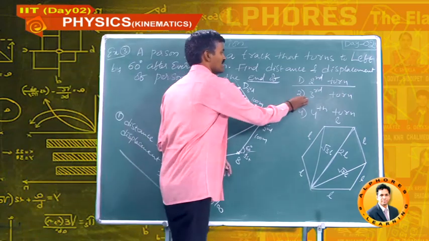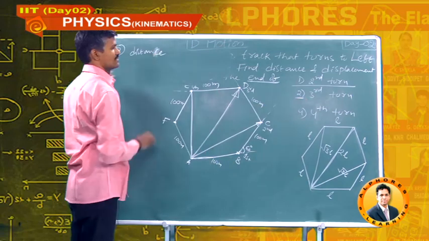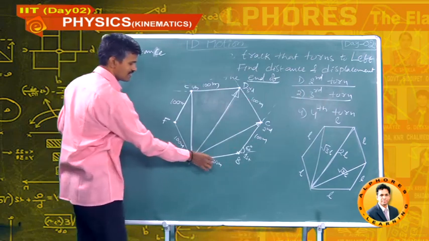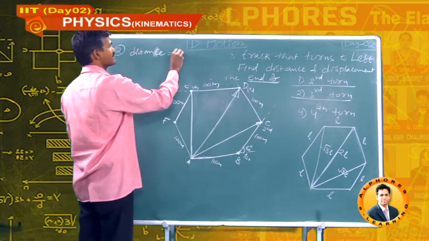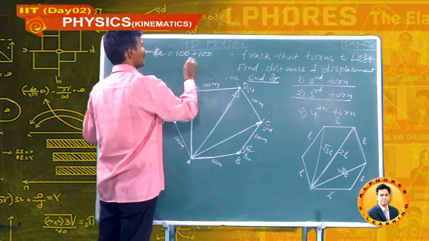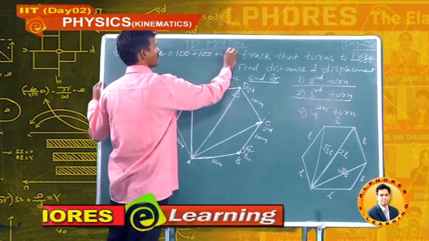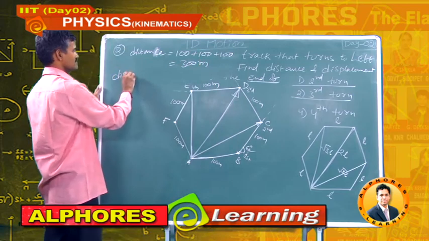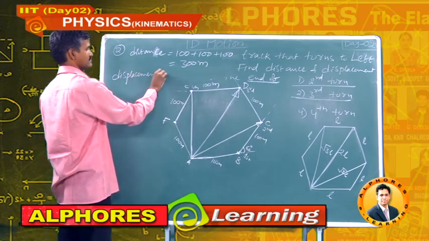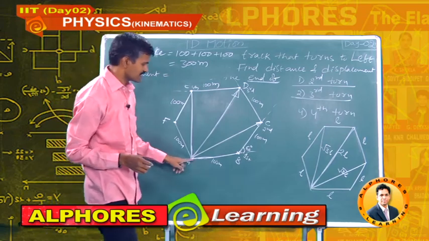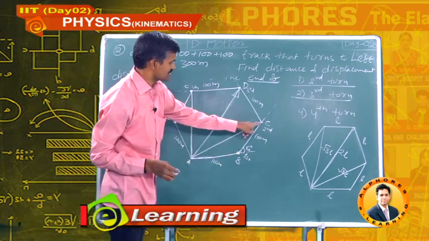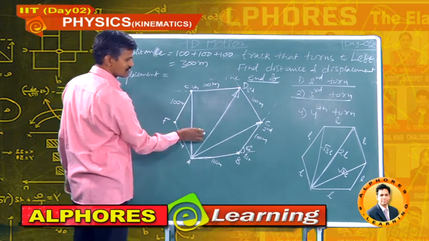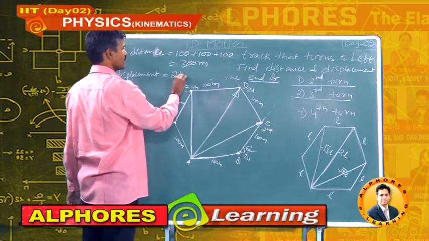Next question is, second question, for the third turn. At the end of the third turn, distance is 100 plus 100 plus 100, that is 300 meters, and displacement is, first turn, second turn, third turn. So this is the displacement. This displacement is 2L, 2 into 100.